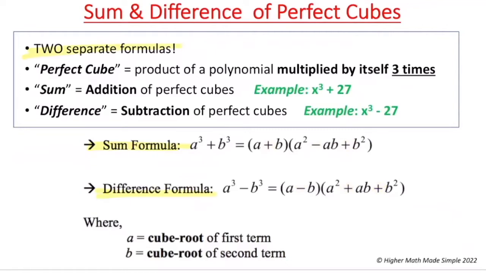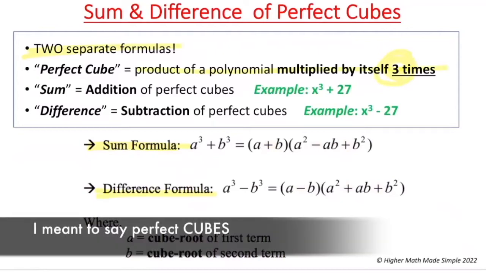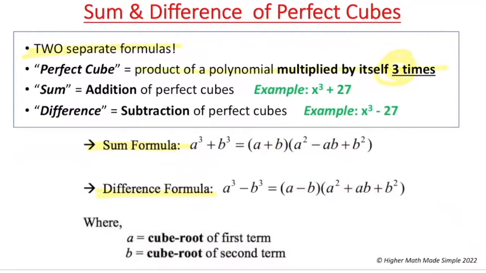So what is a perfect square? Something multiplied by itself twice. So what is a perfect cube? It's something multiplied by itself 3 times. That's what cube means. Sum obviously means addition and difference means subtraction of perfect cubes. A perfectly good example of the sum of perfect cubes is x to the third plus 27.